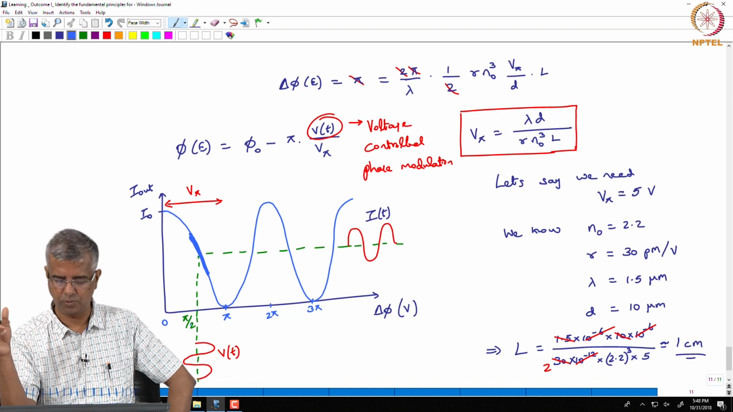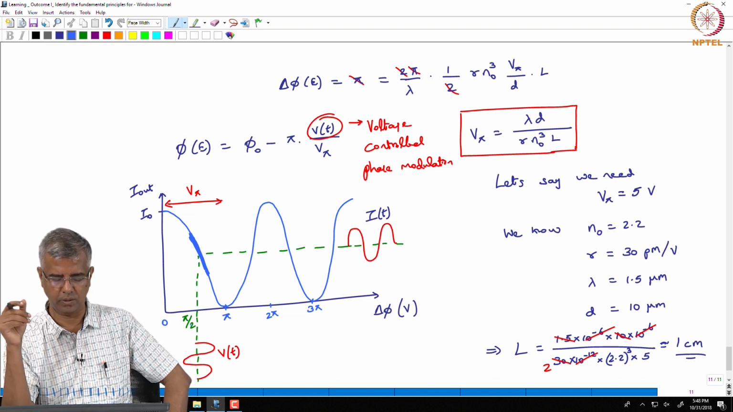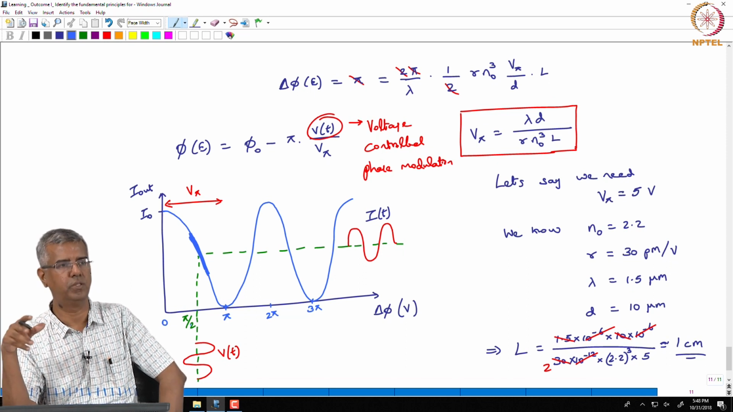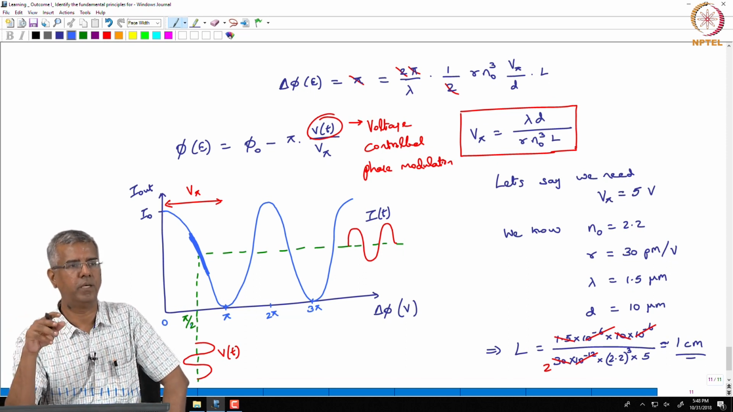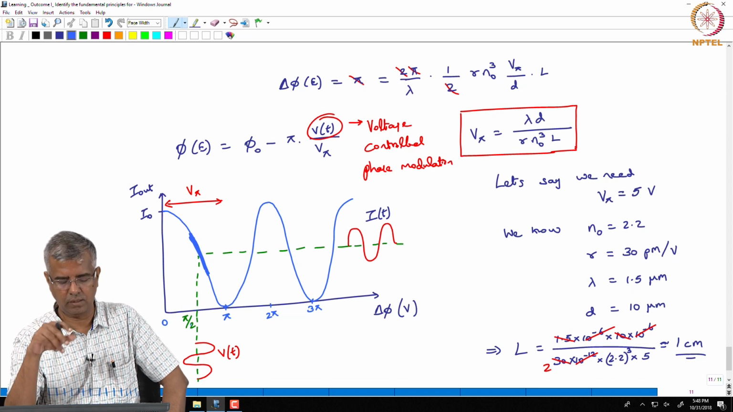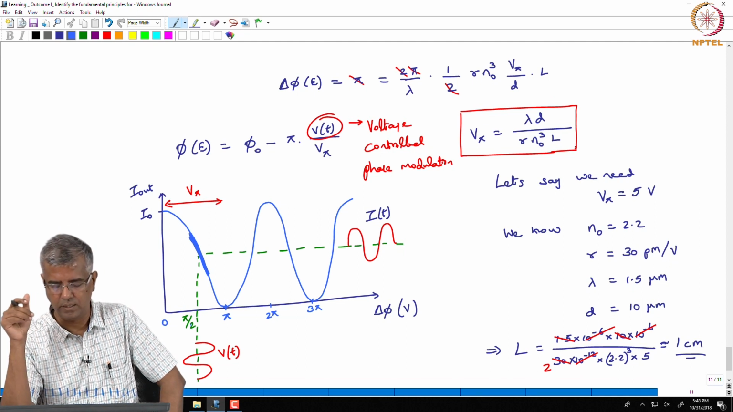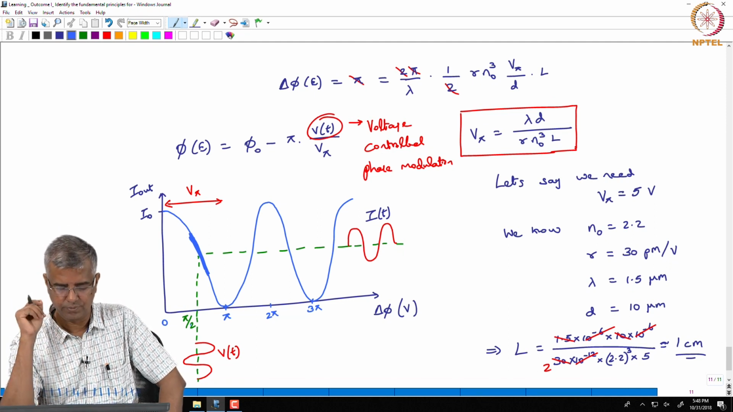Okay, so you will send it to a photodiode and then take the output of the photoreceiver to an oscilloscope to see whatever waveform that you sent in as voltage to that lithium niobate modulator is the same waveform that you are seeing in terms of intensity as well.